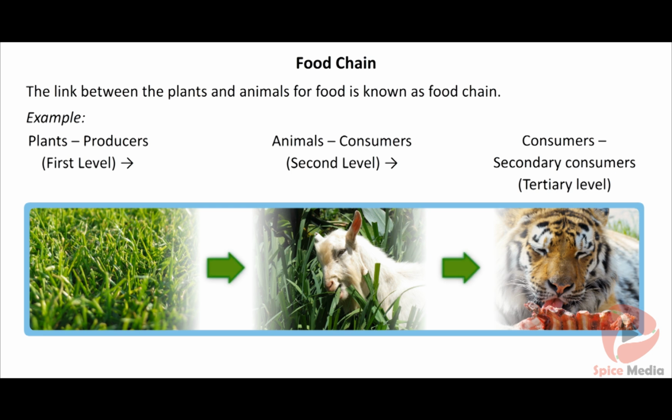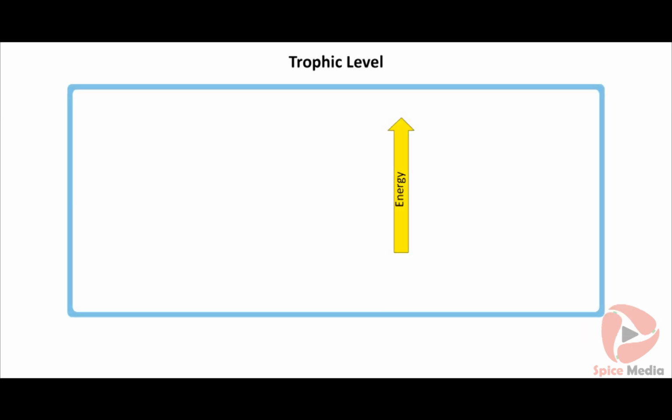Plants are the producers. Animals that consume plants are termed as primary consumers, and animals that consume the primary consumers are termed as secondary consumers. In a food chain, each group of organisms occupies a particular position. The position of organisms in a food chain is called trophic level.